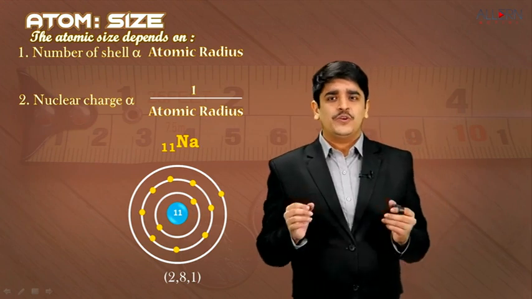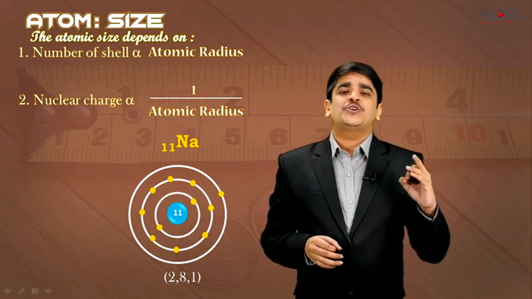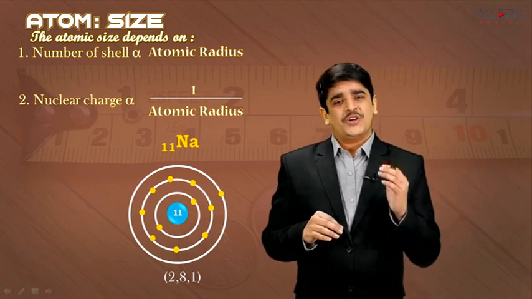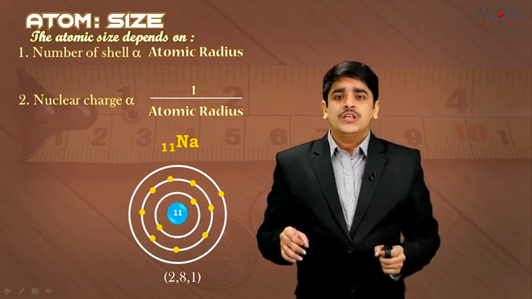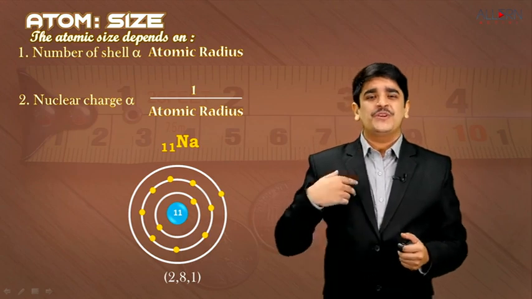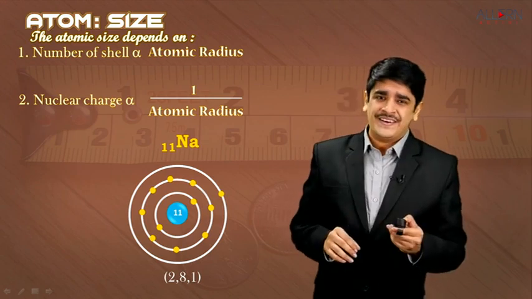So summarizing it for you, the number of shells and the atomic radius are directly proportional. The more the number of shells, the more the atomic radius. However, the nuclear charge and atomic radius are inversely proportional. The more the nuclear charge, the lesser the atomic radius.